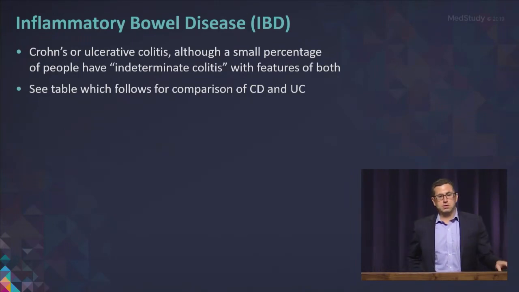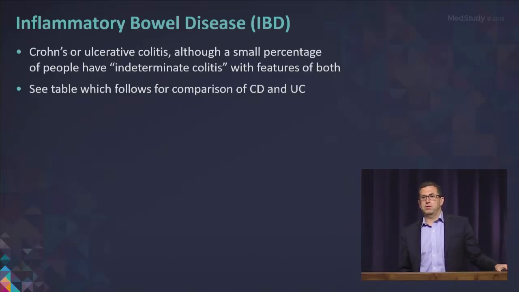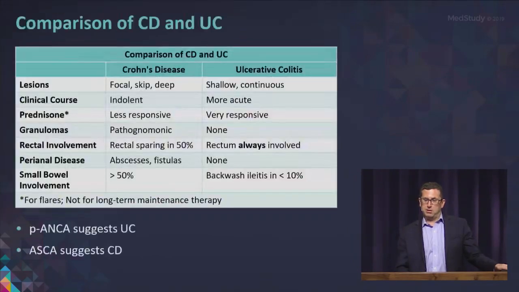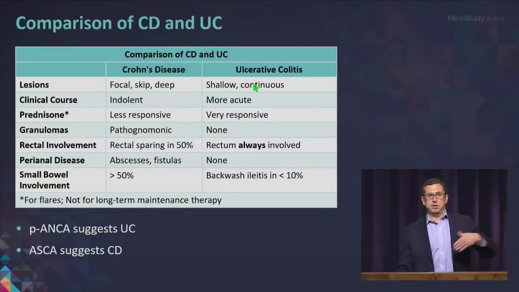So Crohn's disease and ulcerative colitis, although a small percentage of people can have indeterminate colitis with features of both. This is a good review table that compares some of the features of Crohn's disease versus ulcerative colitis. So for Crohn's disease, you're going to see skip areas and deep ulcers, whereas in ulcerative colitis, it's really continuous inflammation with more superficial ulcers.